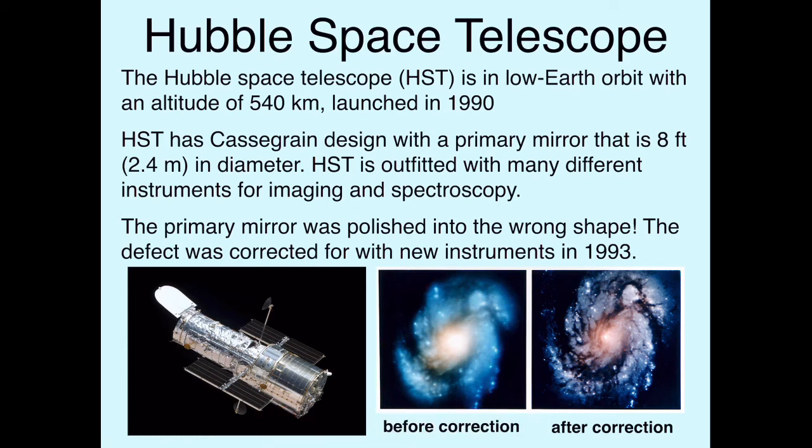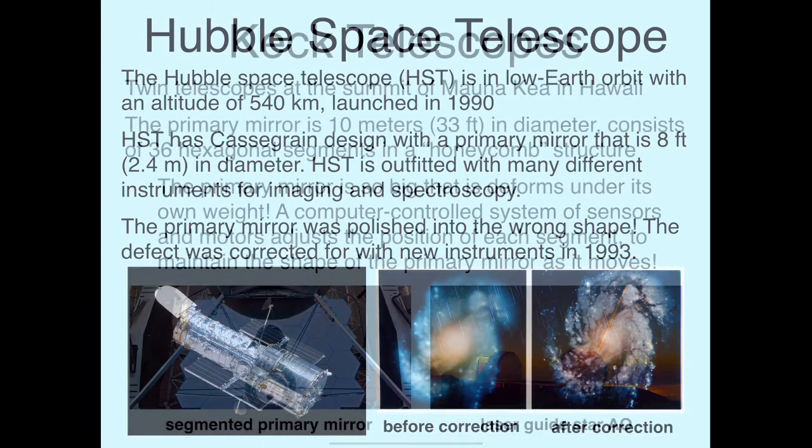Fortunately, this defect in the mirror was corrected in 1993 by introducing some new instruments to correct for the effect. And after that, things are looking a lot better. So Hubble now is still one of the best telescopes we have in terms of observing the fine details of stars and galaxies out there in the universe.